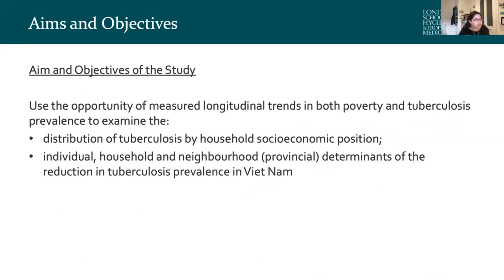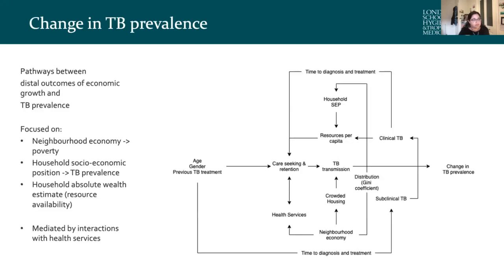The aim and objectives of our study were therefore to use the opportunity of the measured longitudinal trends in both poverty and tuberculosis prevalence to examine the distribution of TB by household socioeconomic position, and to also further look at individual, household, and neighborhood, or in this case, provincial determinants of this reduction in TB prevalence.